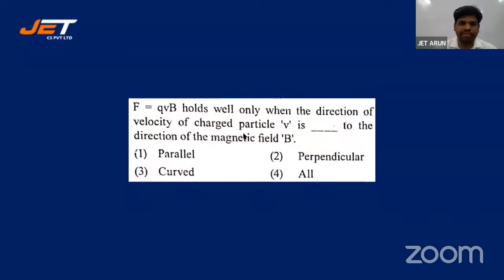All right. F is equal to QVB holds well only when the direction of velocity of the charged particle is dash to the direction of magnetic field. Parallel, perpendicular, curved, all. Curved and all don't make sense. Yes, absolutely right.